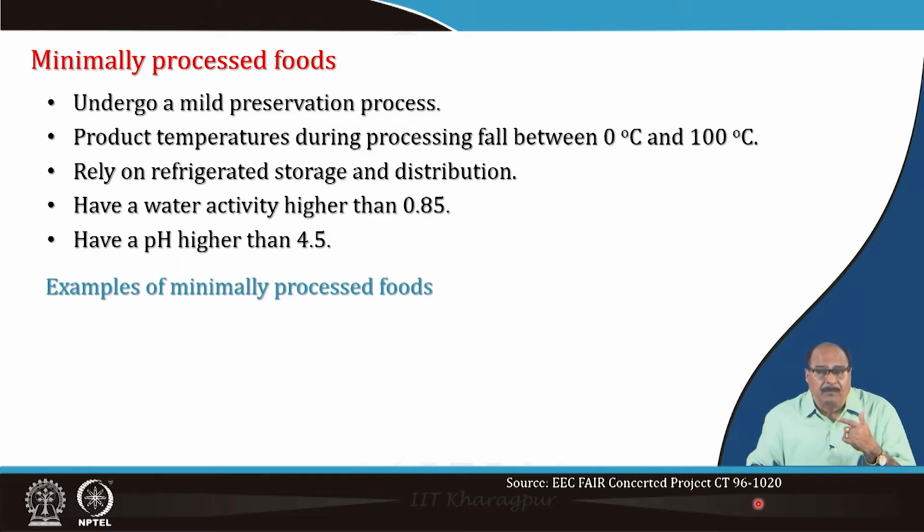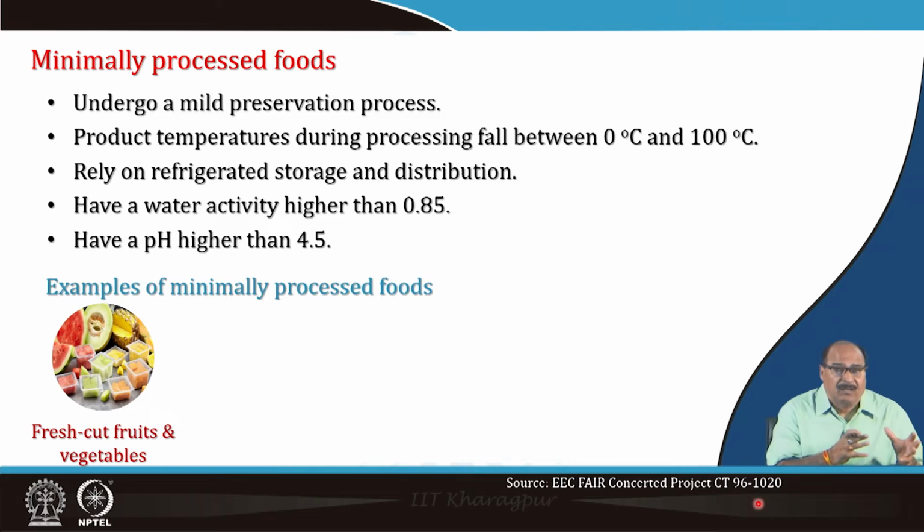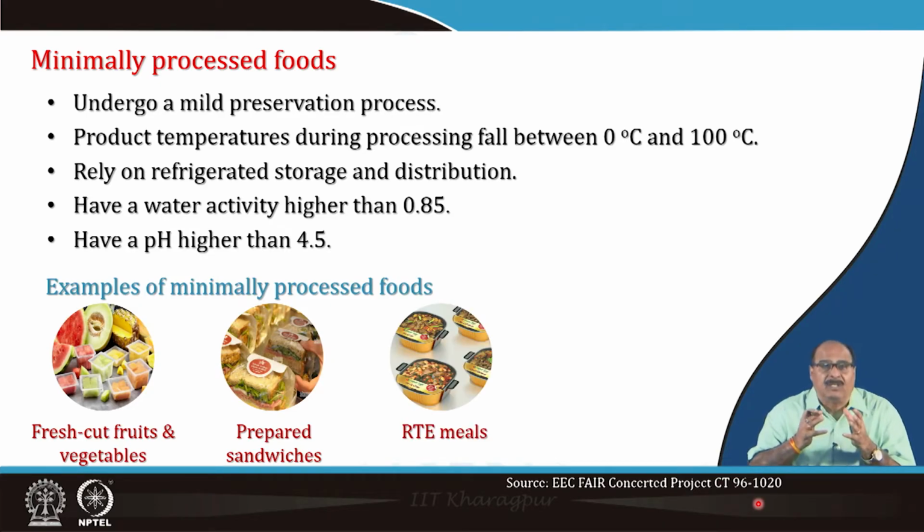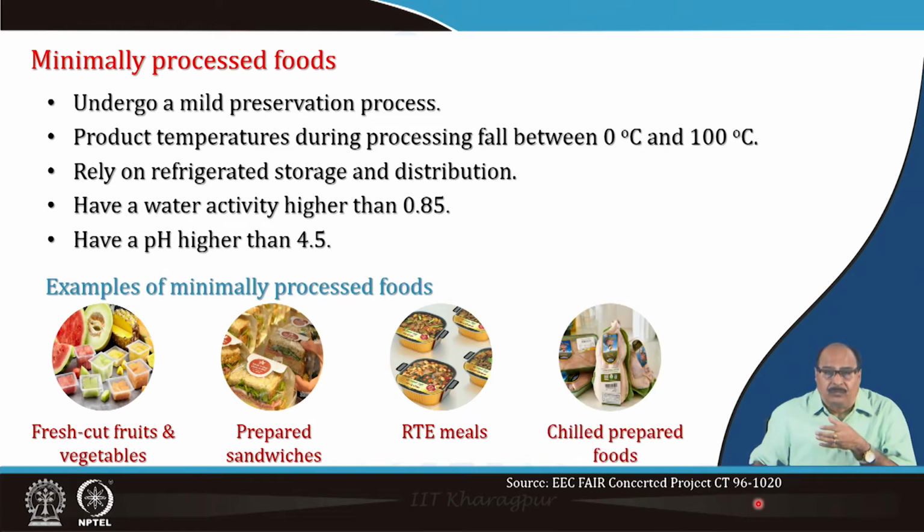Examples of minimally processed foods include fresh cut fruits and vegetables. We will have separate lectures on fresh cut fruits and vegetables in this module itself. Similarly, prepared sandwiches, where fruits, vegetables, even herbs, leafy vegetables, or fruit slices are used, are minimally processed, and even ready to eat meals are minimally processed. Chilled prepared foods too. So, there may be various categories of minimally processed foods.